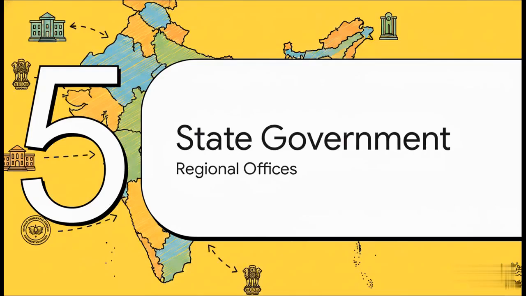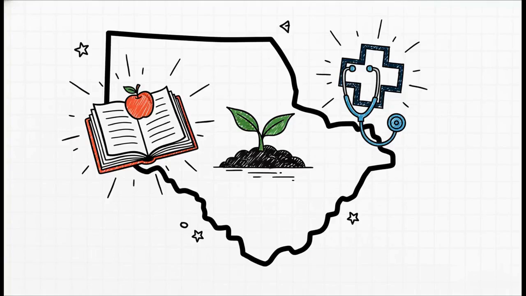Okay, moving down to Section 5, the state government, the regional offices. Look, India is simply way too big to be run entirely from one central headquarters. So we're stepping down from the national level now to see how each of the 28 states uses its own completely separate government machinery. While the central government is busy worrying about foreign policy and the military, state governments are incredibly focused on localized issues that directly impact citizens' daily lives.